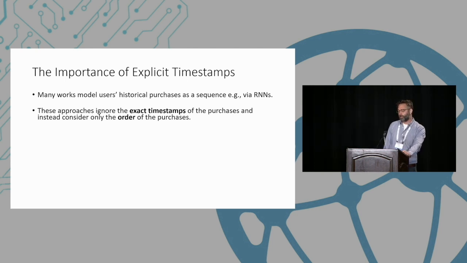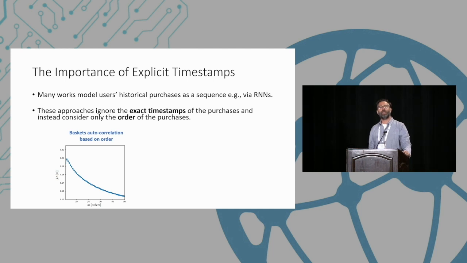Another point I want to make about repurchases is the importance of modeling explicit timestamps. When we investigated earlier works, we saw that a lot of them treat the historical data as a sequence of historical purchases, and they disregard the time that passes between the different historical purchases. When we look at the problem like that, as a sequence without the exact timestamps, you can investigate, for example, the correlation between the last basket and previously purchased baskets.